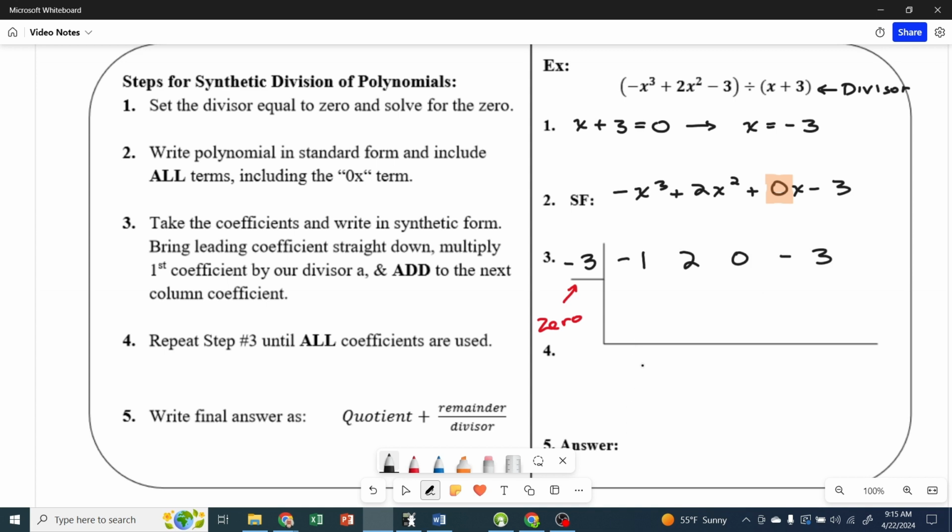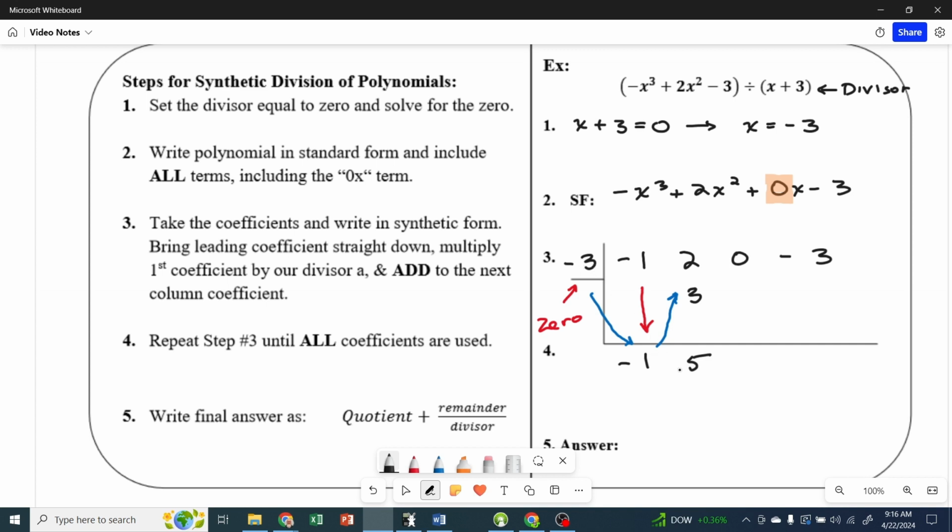Okay, so the first thing we do is we bring this down. So this is negative 1. Then you're going to multiply negative 3. So we're going to multiply this value here times this, and you put your answer up here. So in this case, negative 3 times negative 1 is positive 3. Now we just add down the column. 2 plus 3 is 5.